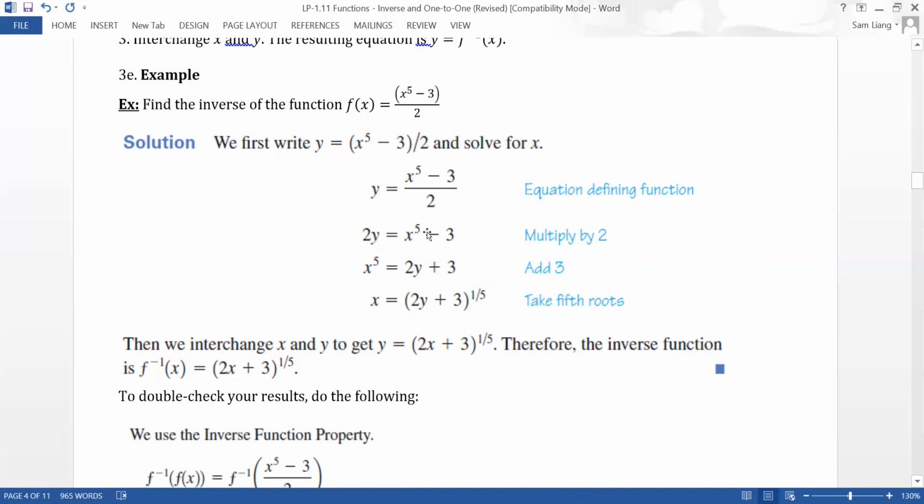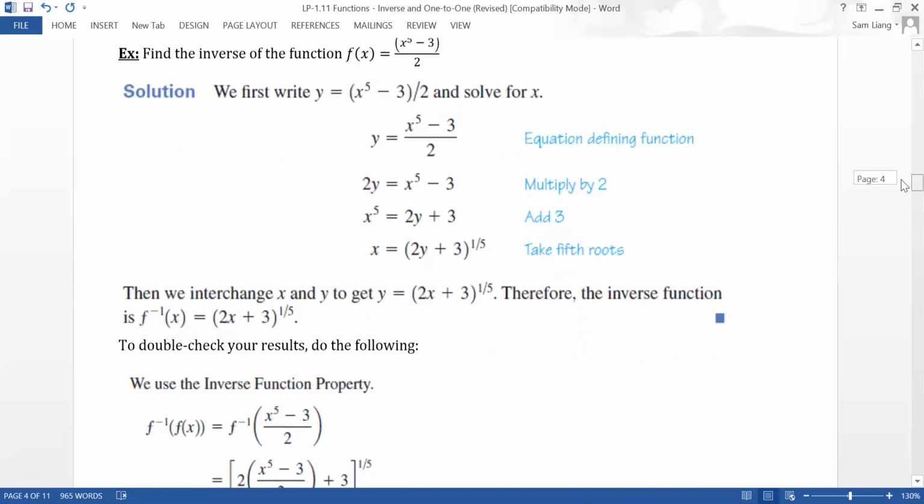You get 2y equals x to the fifth minus 3. And then they add 3 to both sides. So you get 2y plus 3 equals x to the fifth. And then you take the fifth root. So x equals (2y plus 3) to the 1/5 power. Then they interchange x and y to get y equals (2x plus 3) to the 1/5. Therefore, the inverse function is (2x plus 3) to the 1/5, or the fifth root of 2x plus 3. If you need this solution, please pause the video here.